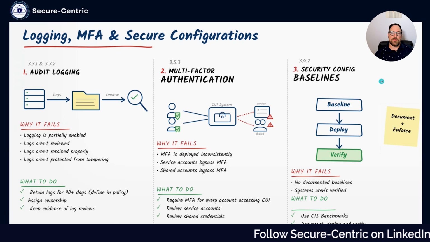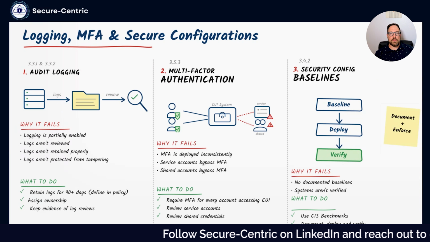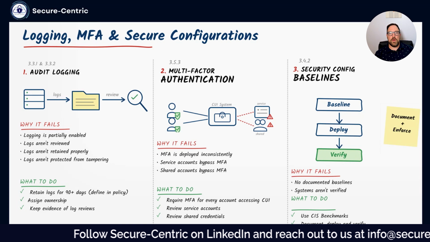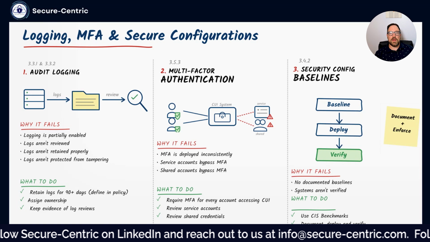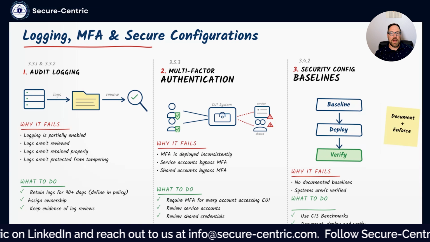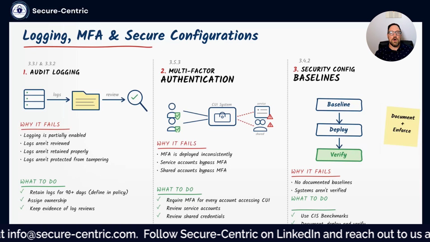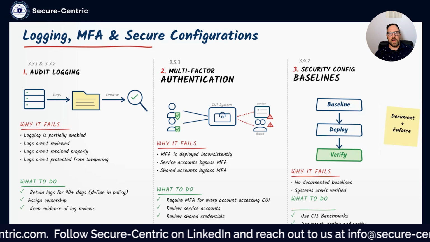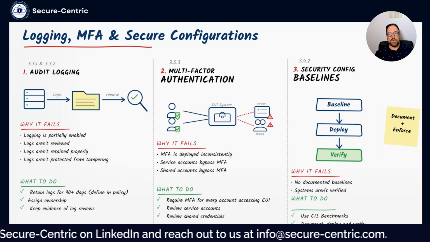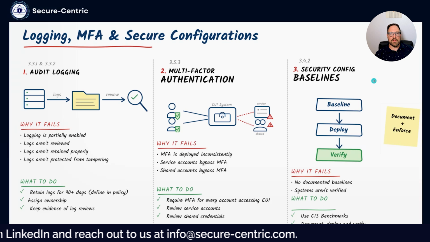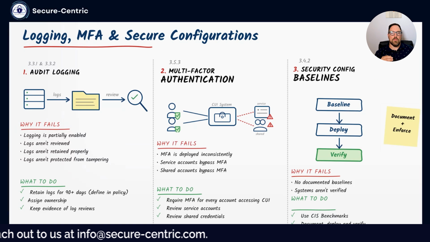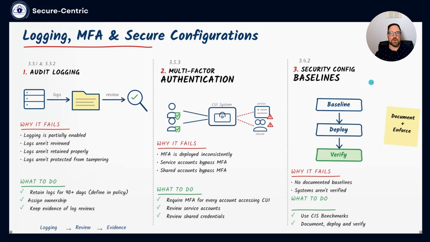So what do we do about that? Use CIS benchmarks, right? They're a great starting point. They're free. They're well respected. Everybody knows them. Document it, deploy it, and then use your EDR tool or a vuln scanner to verify that the systems are configured correctly in meeting that baseline, right? What I would be looking for is documentation and evidence that it's being enforced, not simply that you have marked that down.